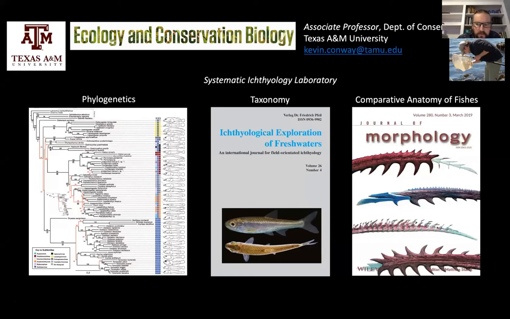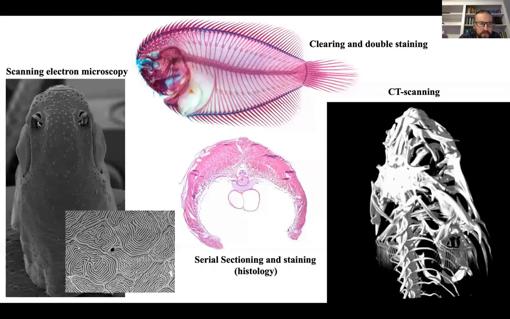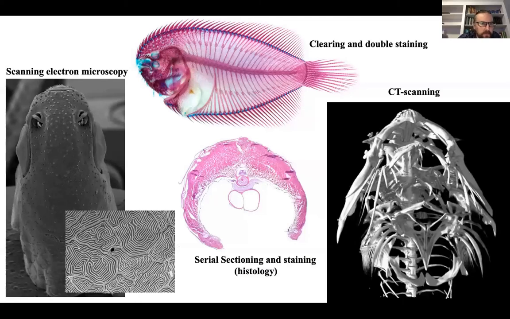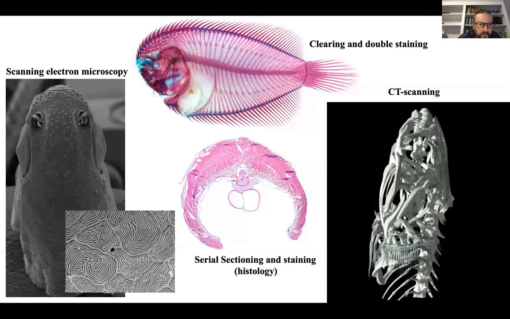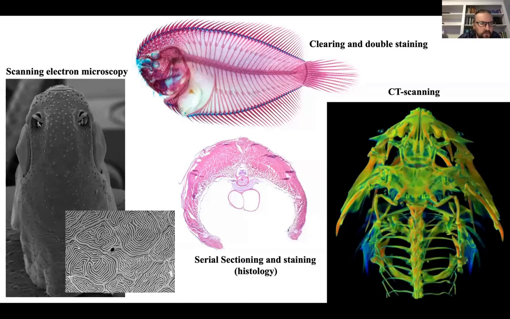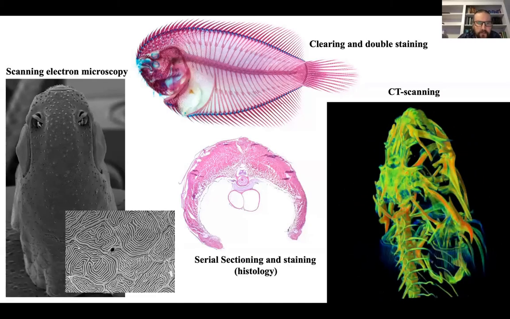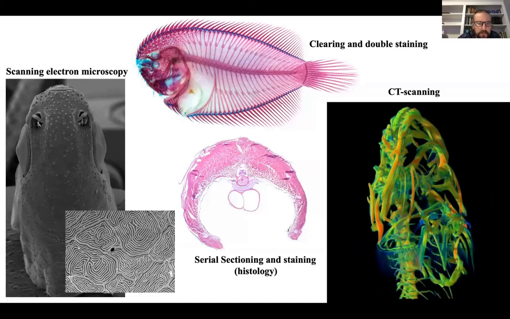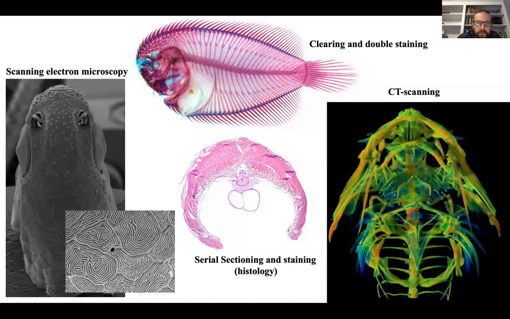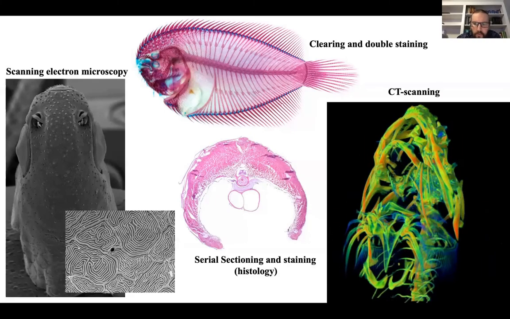And in order to do that, we use a number of different techniques that allow us to look at fishes in great detail, ranging from scanning electron microscopy to serial sectioning to clearing and double staining, and more recently CT scanning.